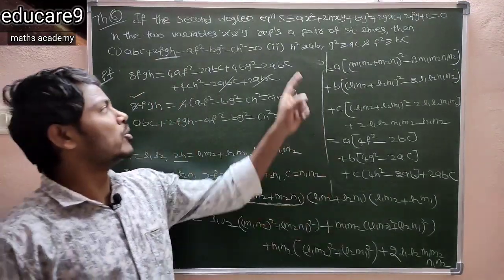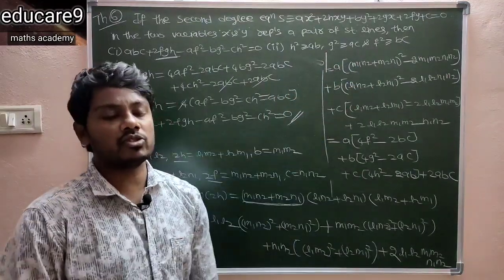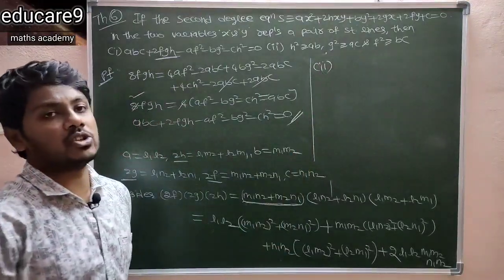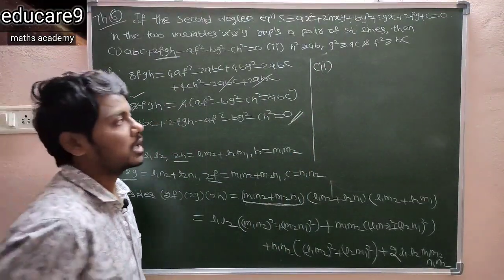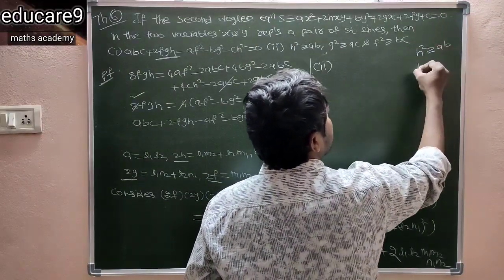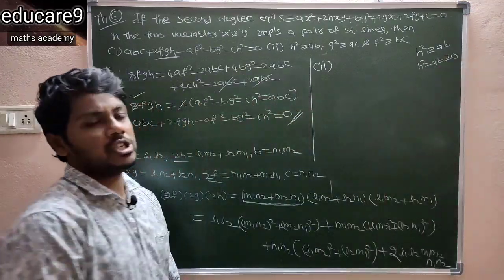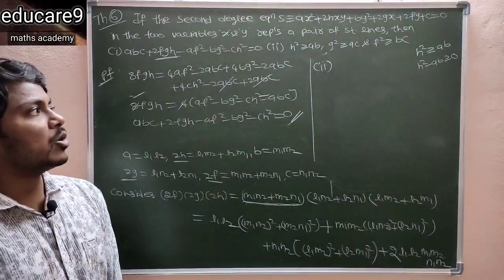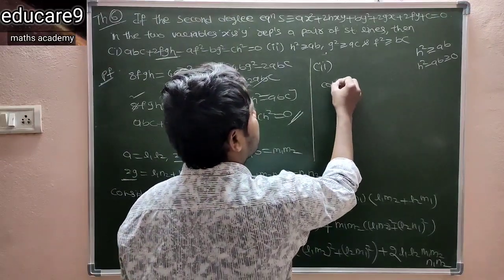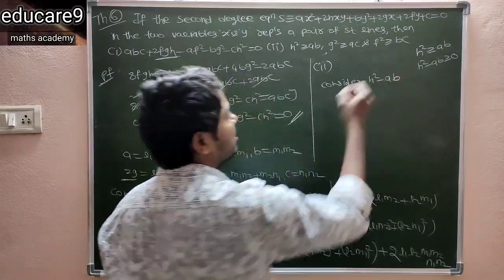And again you need to prove h square greater than or equal to ab, g square greater than or equal to ac, and f square greater than or equal to bc. So next, see the second one. You need to prove h square greater than or equal to ab. That is, h square minus ab is greater than or equal to 0. Now consider h square minus ab.